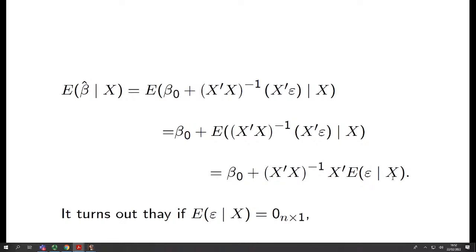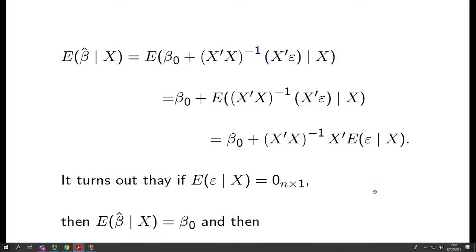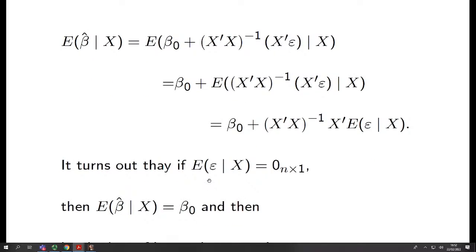Okay, and now I'm very close to the point, because if we are in the situation where we can claim that the expected value of epsilon given X is equal to 0, we are killing this term, and the expected value of beta hat given X will be centered on the true value. By applying the law of iterated expectation, we find unbiasedness. So this is the condition. The validity of this 0 here is crucial to prove that the OLS estimator is centered on the true value. Okay?